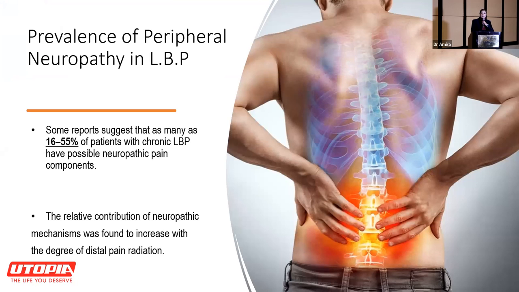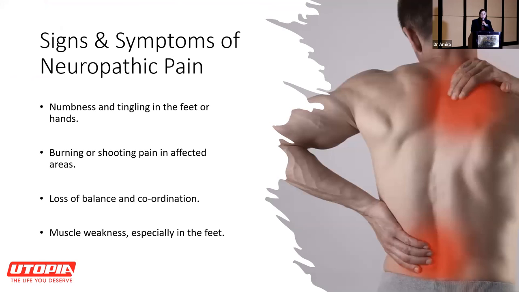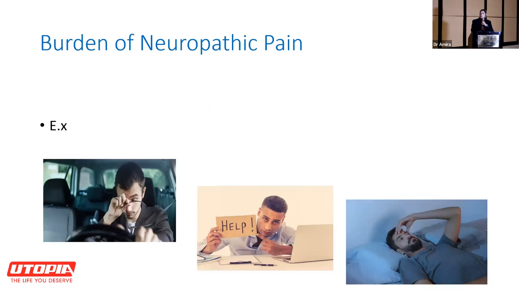لو جينا نتكلم عن the prevalence هنلاقي ان من 16 ل 55% من حالات chronic low back pain عندها possible neuropathic component. A relative contribution of a neuropathic mechanism بتزيد according to the degree of distal pain radiation. The signs and symptoms of neuropathic pain بيبقى عبارة عن numbness أو tingling in feet and or hand, burning or shooting sensation in affected area, loss of balance and coordination, muscle weakness especially in the feet.